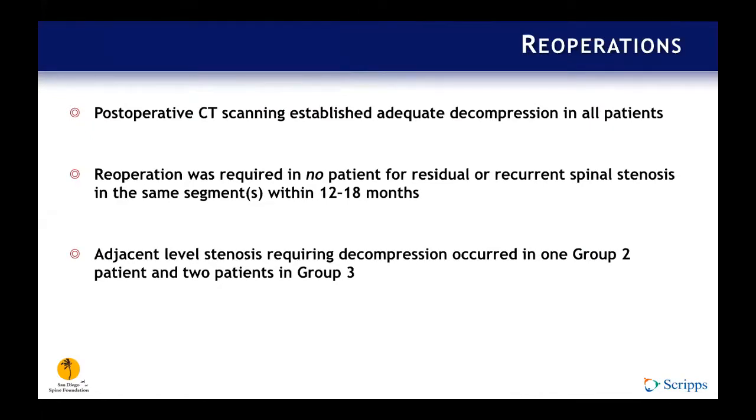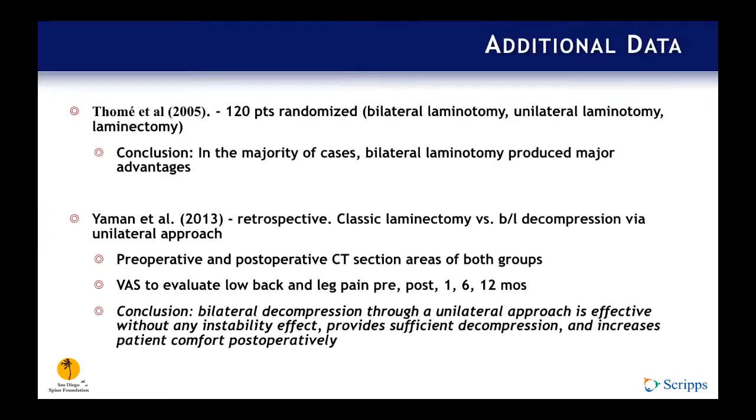So they looked at the reoperation rate. Post-operatively, they looked at a CT and they found adequate decompression in all the patients. None of the patients required any reoperation, and adjacent level stenosis requiring additional surgery occurred in one patient in group 2 and 2 patients in group 3. So not too substantial. This can do with just the natural disease process in itself.